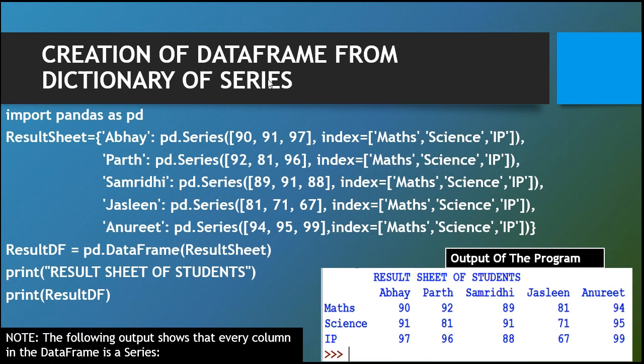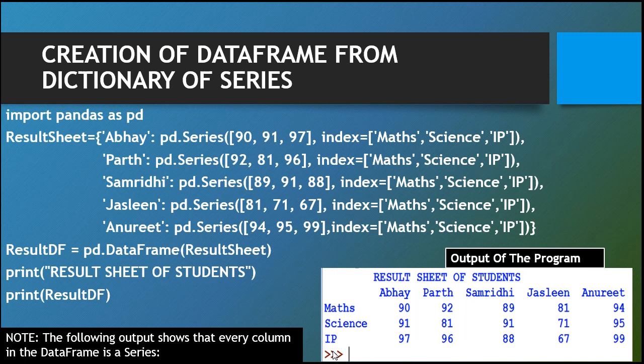Now let us create a data frame from a dictionary of series. We have created one variable result sheet as a dictionary variable, and inside the dictionary we have created a series for each key. Here the keys are Abhay, Parth, Samriddhi, Jasleen and Anureed, which will work as the column names. You can see in the output here, the series elements will be shown as the records or data in the form of rows. Now the indexes are maths, science and IP. These indexes are nothing but the row index names instead of 0, 1 and 2.